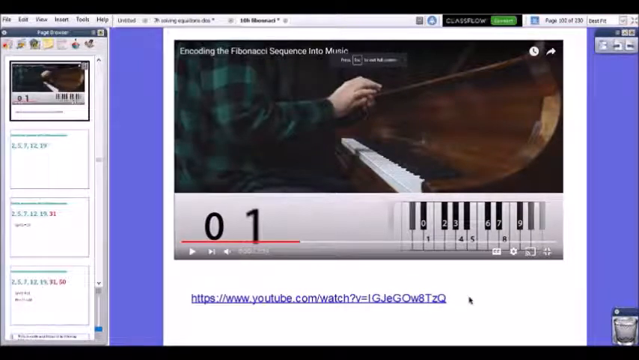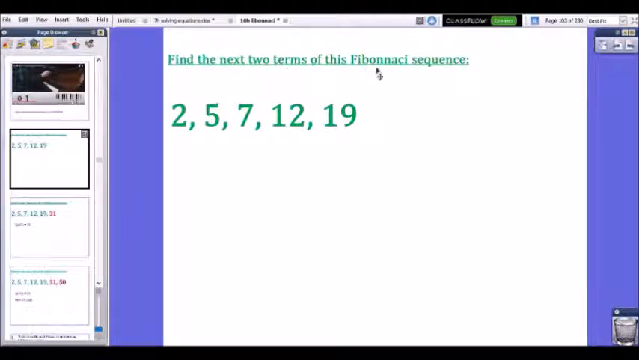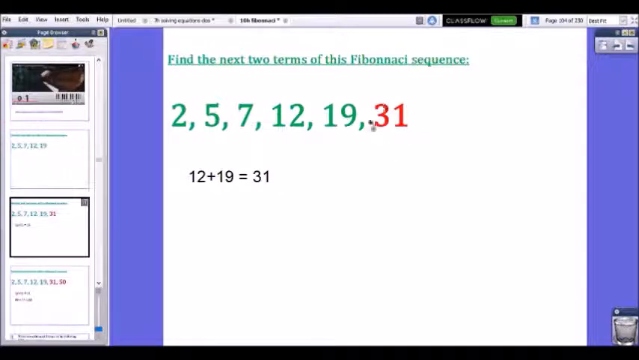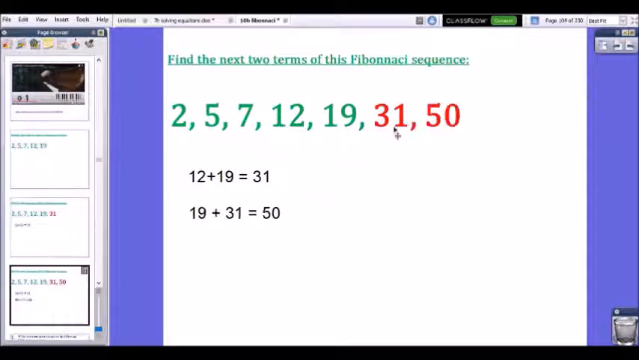So find the next two terms of this Fibonacci sequence. Fibonacci sequence literally just means add together the previous two terms to get the next one. Alright, so 12 plus 19 gives me 31, so that's my next term in this sequence. And then to get my final term, well, I'd need to take those last two terms. I need to take 19 and 31, add them together to give me 50.